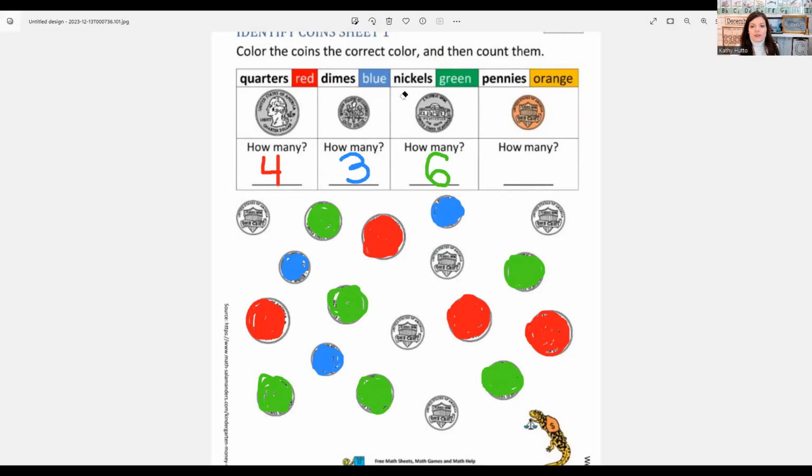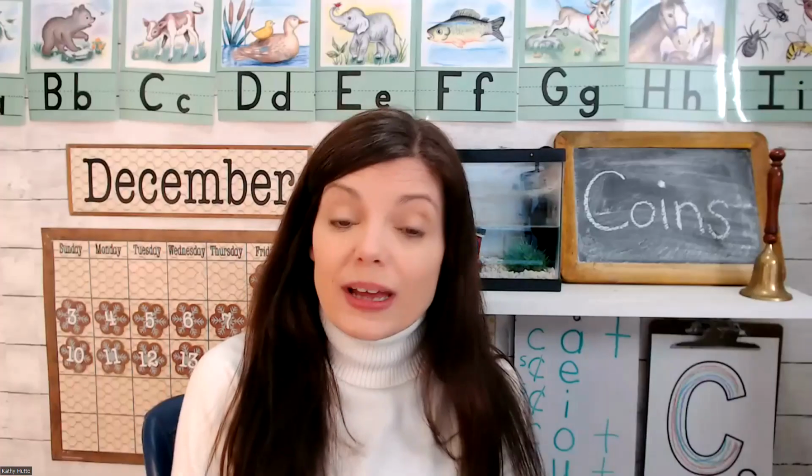Next, we're going to try to find some pennies. We're going to color the pennies orange. Can you find the pennies? There's 1 penny. I found another one. 2 pennies. 3 pennies. 4 pennies. 5 pennies. We found 5 pennies, and you did a great job counting and coloring all those coins.